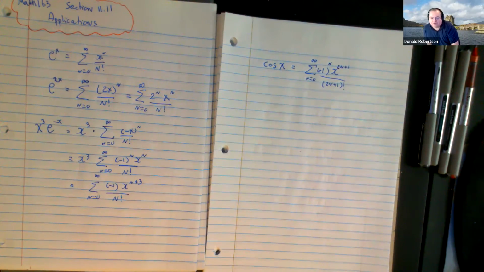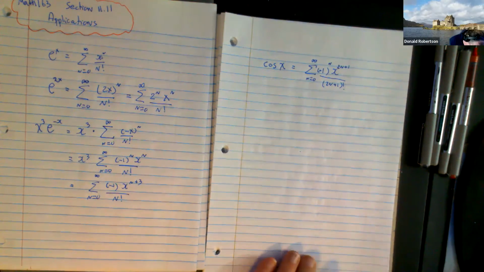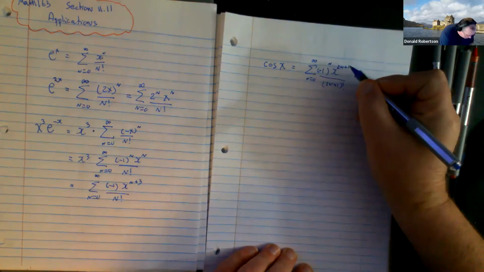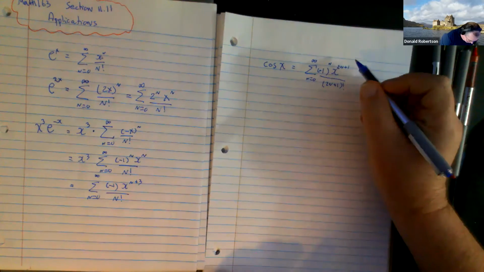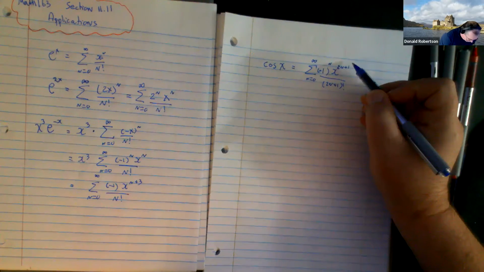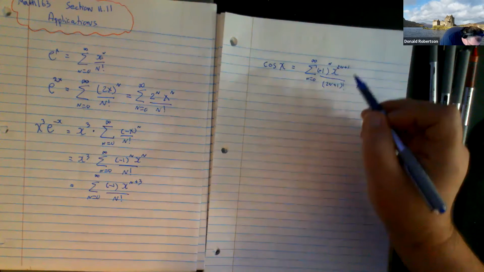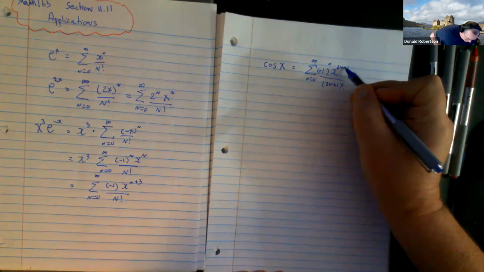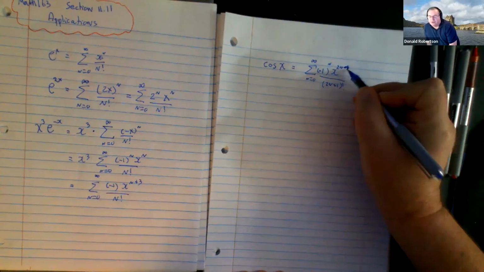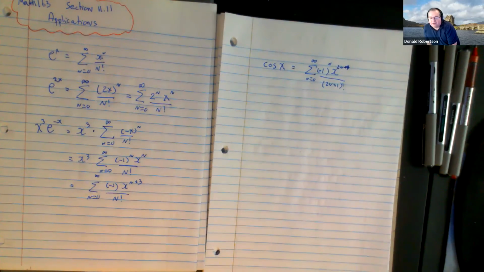That is the power series for the cosine of x. Hold on, let me do it. I'm trying to do it in my head here. There it is. It's just x to the 2n. That's the power series for cosine x.